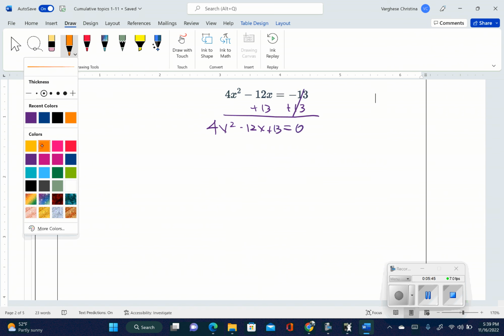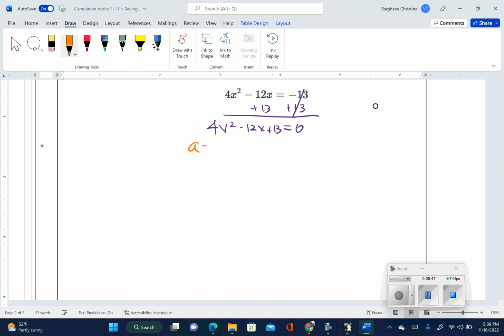So to do that, let me just go ahead and change the color real quick. We have an A, we have a B, and we have a C. To locate the A, you look at the x squared and you look at the number in front of it. That's a 4. To figure out what the B is, you look at the x, you look at the number in front of it. That's a negative 12. So B is negative 12. For the C, that's the number that's chilling by itself, which is 13.